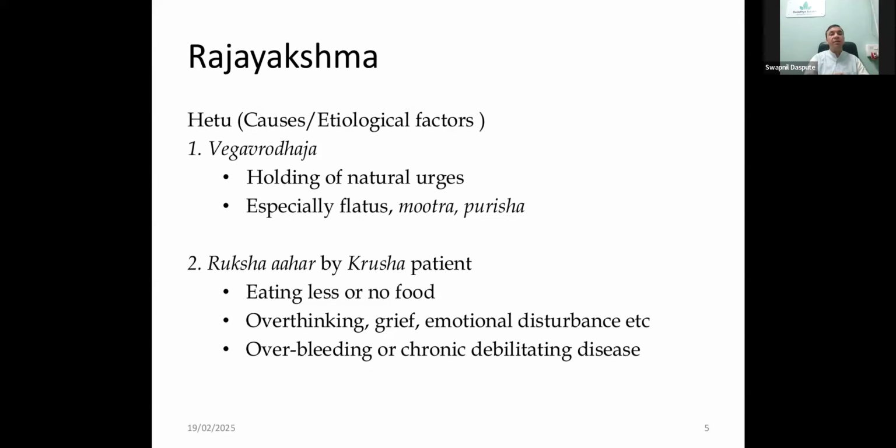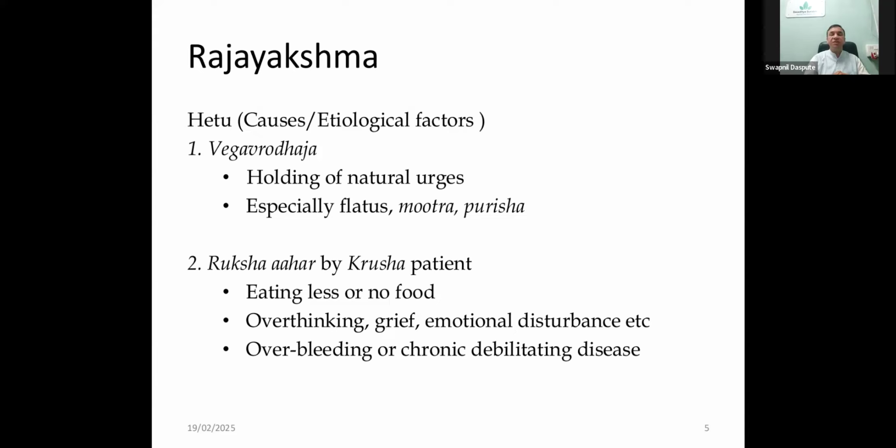Okay, coming back to our topic. Eating less or no food is upavas or langhana. So that is over langhana, overthinking, grief, emotional disturbance, etc. This is also going to deplete which dhatu?